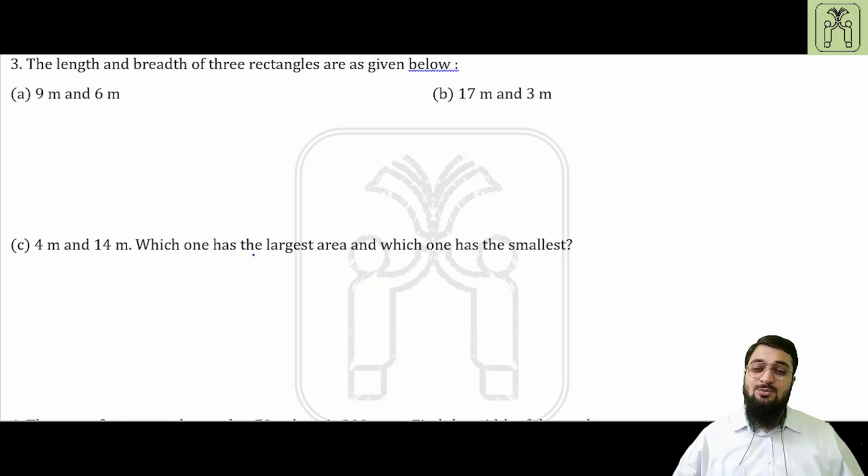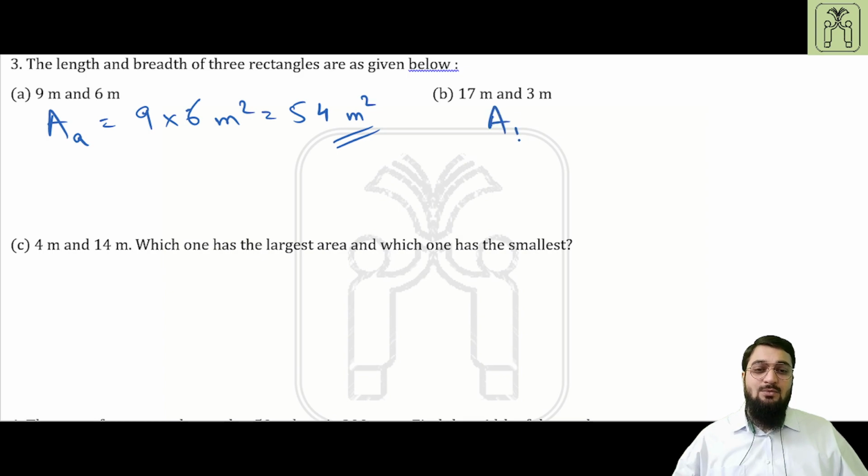The next is which one has the largest area and which one has the smallest. So we will be writing area of A is equal to 9 into 6 meter square, that is 9 5s are 45, 9 6s are 54 meter square. Area of part B will be written as 17 into 3 meter square, that is 17 into 3 is 30 and 7 3s are 21, so 51 meter square.